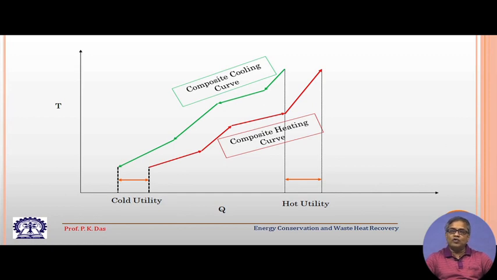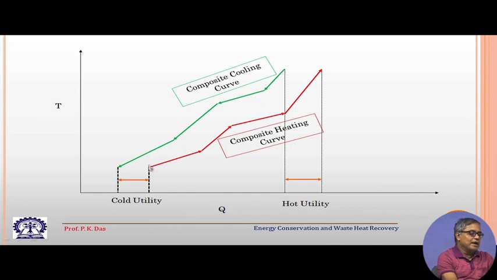Similarly, all the cold streams will be combined together, and what we will get is one composite cooling curve, that is, the hot streams getting cooled, and one composite heating curve, that is, the combined cold streams getting heated. Now, you see there is some sort of overlap between these two curves.